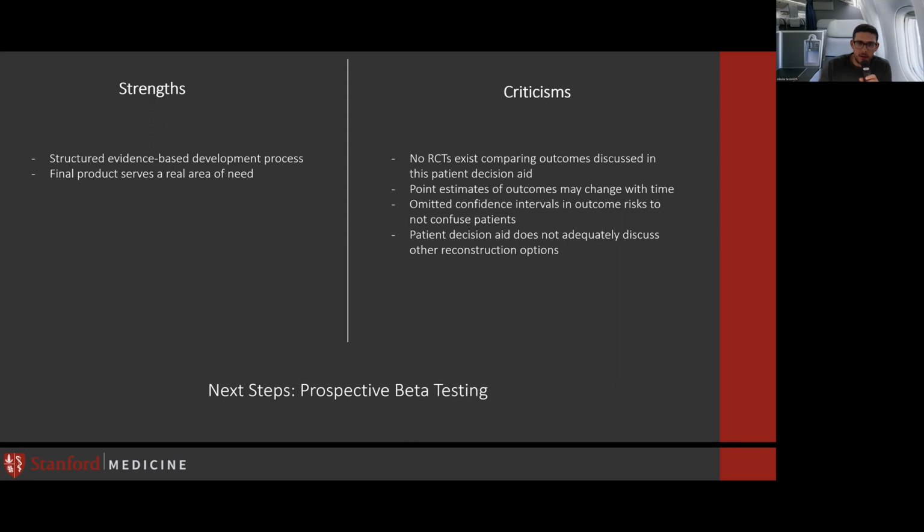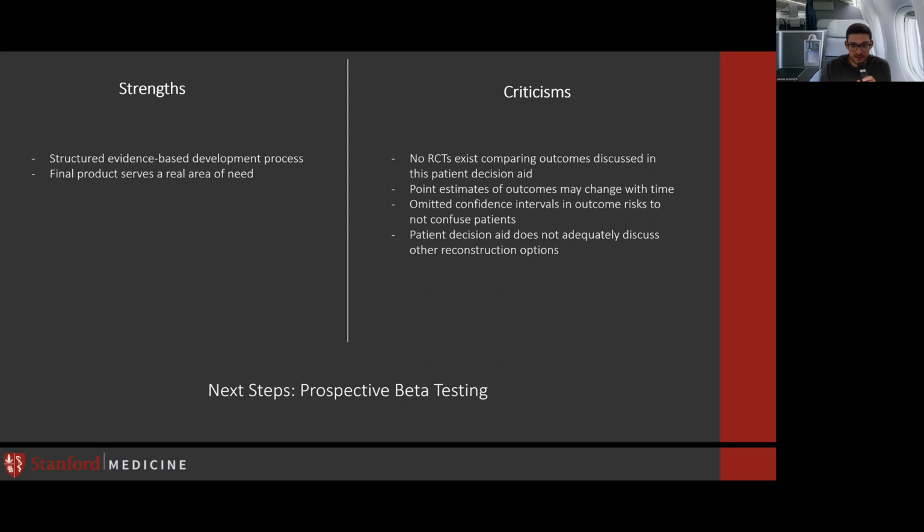The criticisms that they highlight for themselves is that in truth, these outcomes that they're discussing in the patient decision aid are all based off of mostly retrospective or chart review data analysis. There aren't any RCTs that exist directly comparing the outcomes between these two options. And to that end, the point estimates of outcomes may change with time as more research increases our accuracy on this. They point out that they did omit confidence intervals in discussing the outcome risks, and that this was done to not confuse patients.